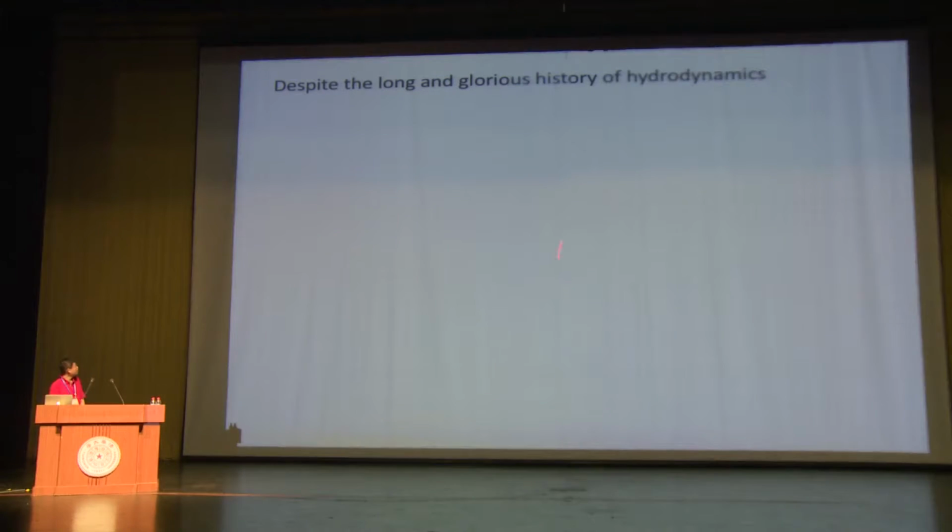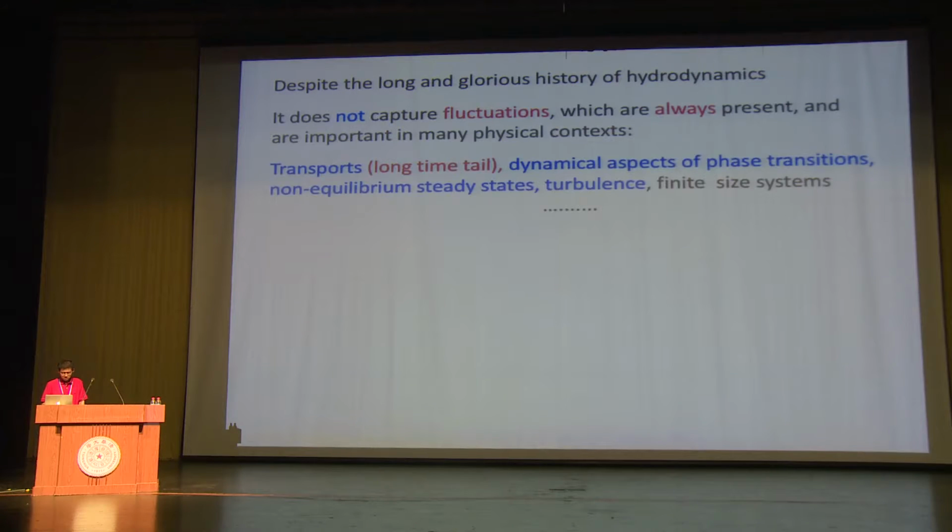But despite this glorious history of hydrodynamics, there are some significant defects. One important defect is that it does not capture fluctuations. But of course, statistical fluctuations are always there. In this room, there will be fluctuations in the air density and the temperature. Such fluctuations can be important in many physical contexts, just to mention a few.